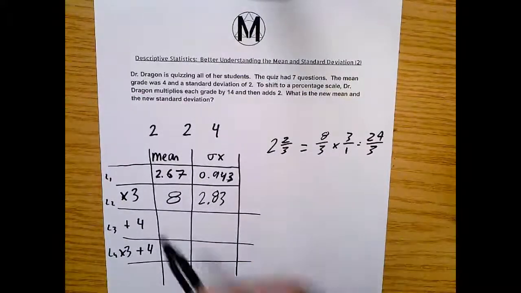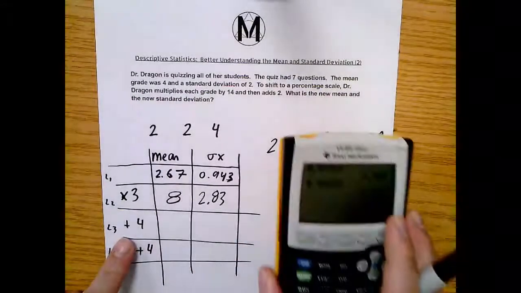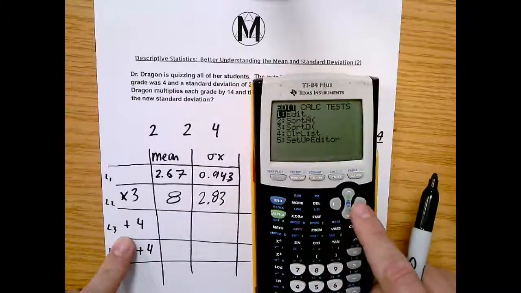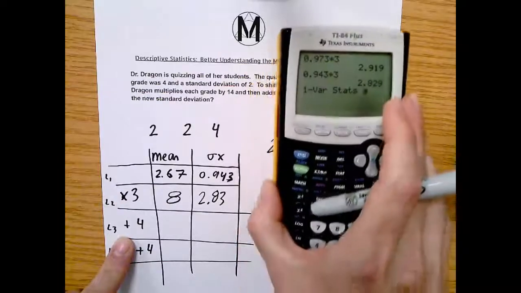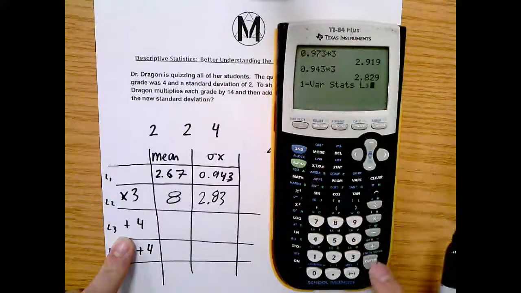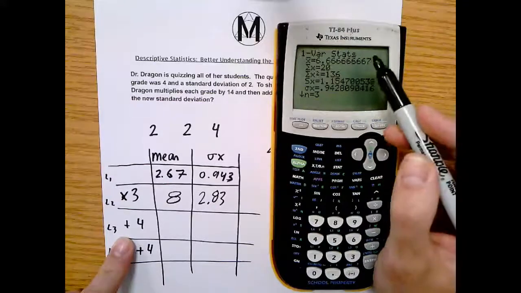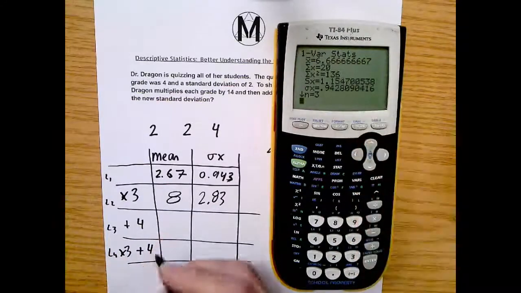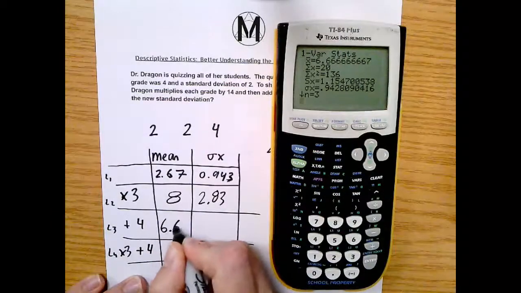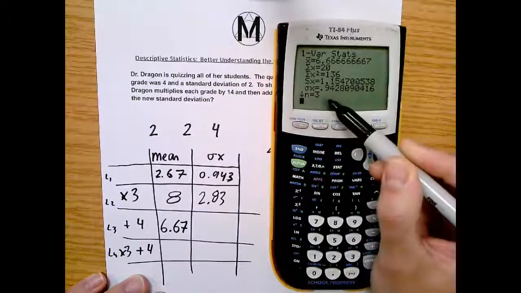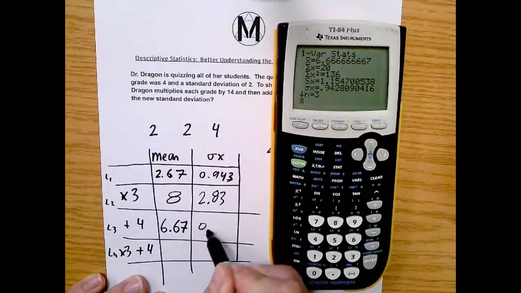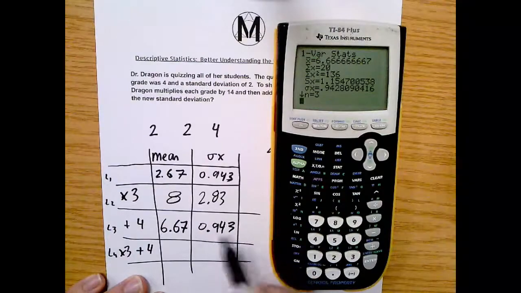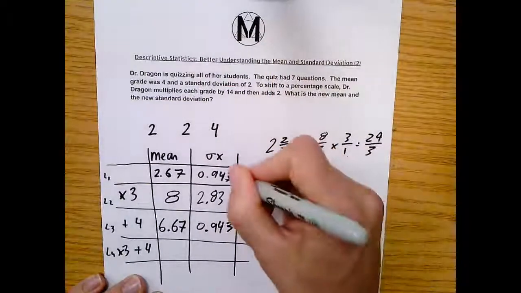All right, now let's go down to the adding where we just added. Okay, so we're going to do L3. So stat, calculate one variable statistics, and so you can see here, second L3. Okay, so your mean is 6.66. We'll call it 6.67. And our standard deviation is 0.93. 0.943.